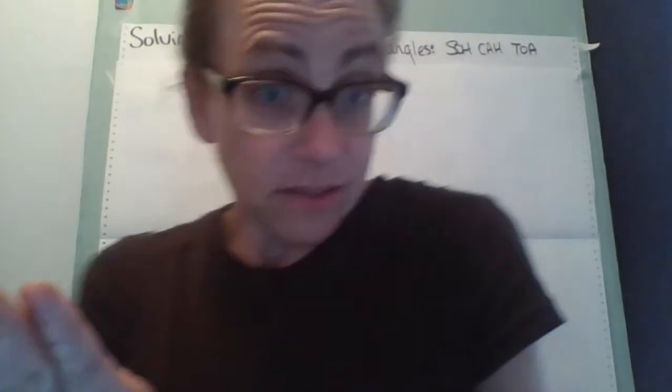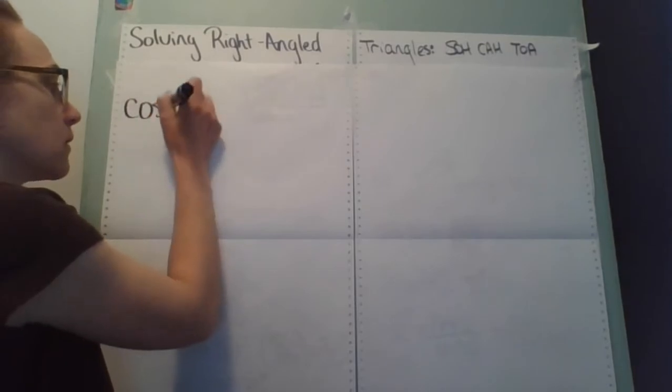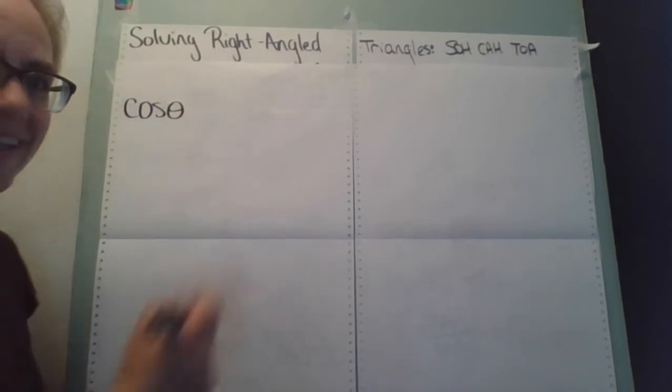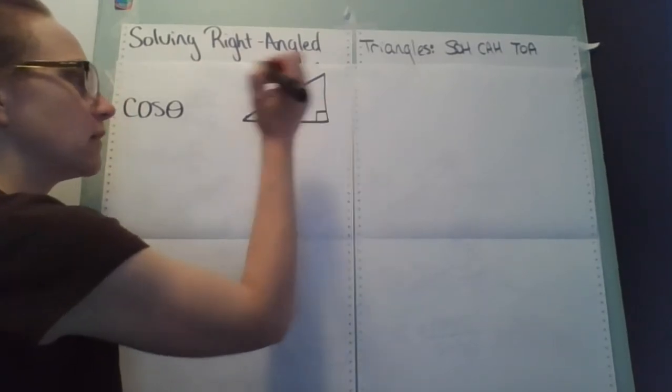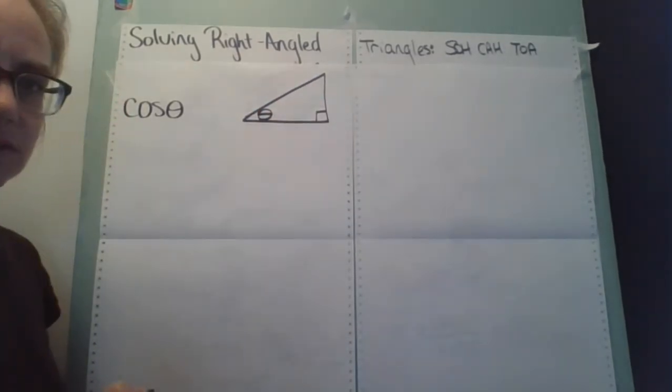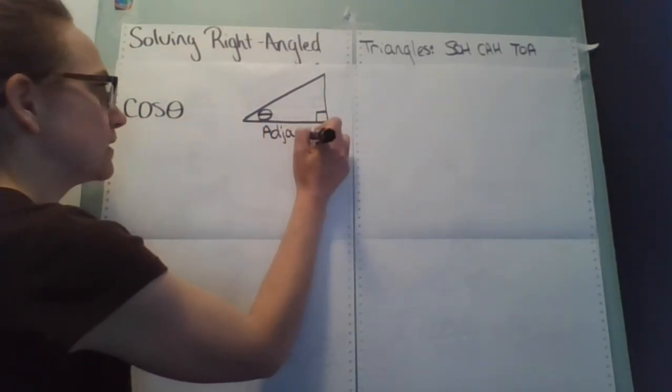Okay, so that was sine. Let's look at cosine. Well, which pairing haven't we looked at yet? So let's remember, here's my right angle triangle. And if this is the angle I'm interested in, then the one right beside it is adjacent.